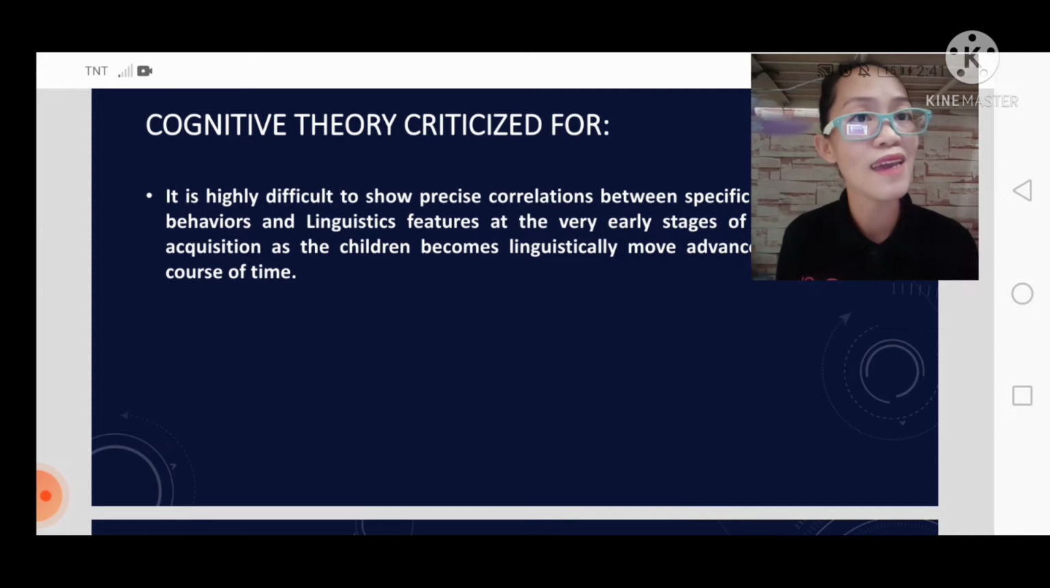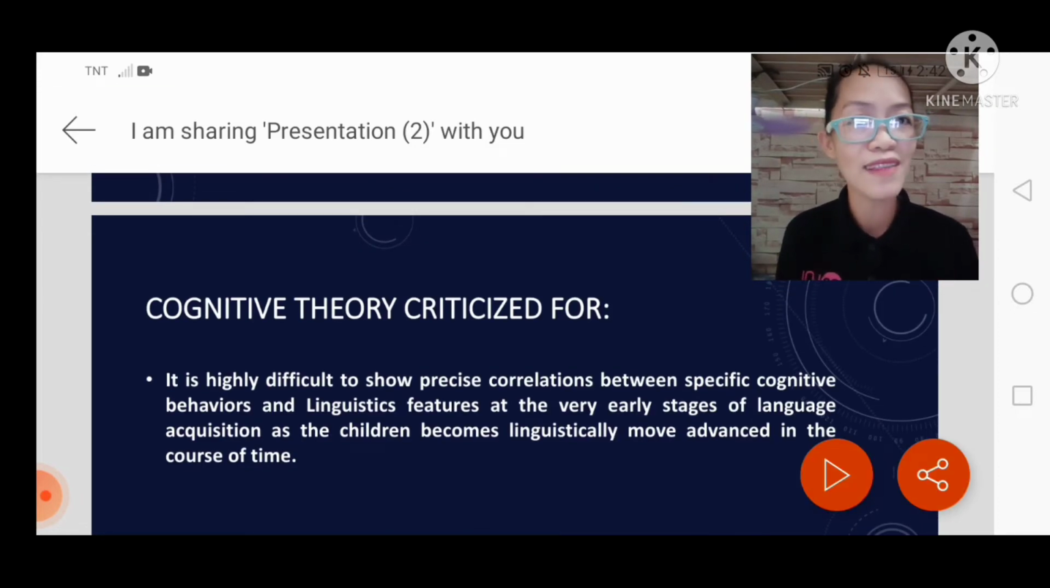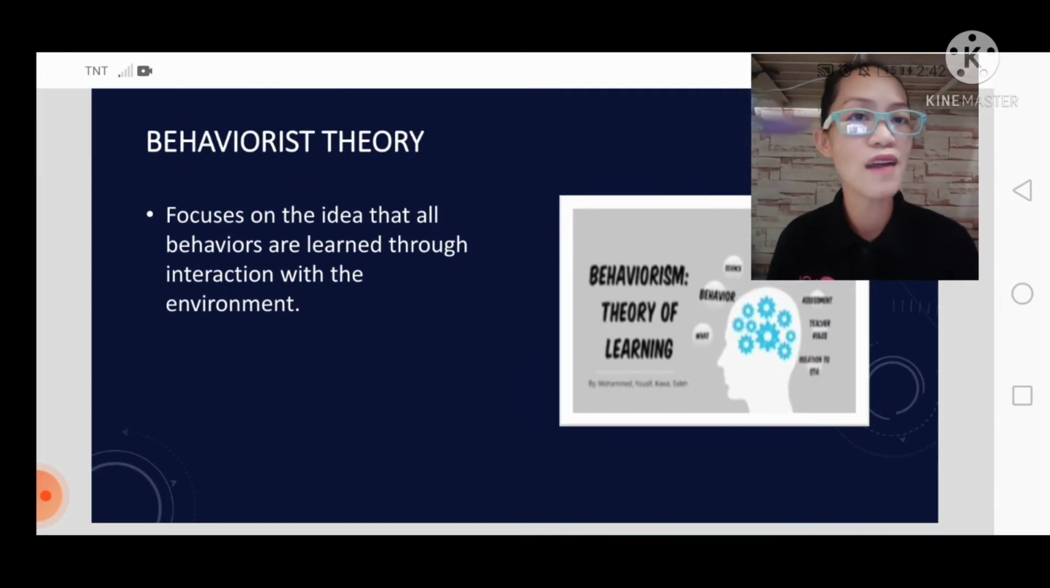Cognitive theory is also criticized. According to the critics, it is highly difficult to show precise correlations between specific cognitive behaviors and linguistic features at the very early stages of language acquisition, as the child becomes linguistically advanced in the course of time. This comes from another theory, the behaviorist theory.